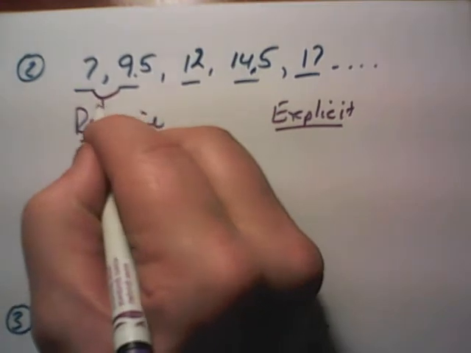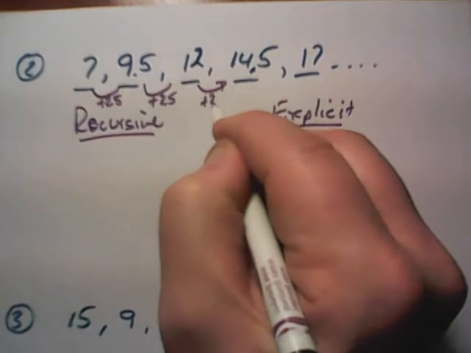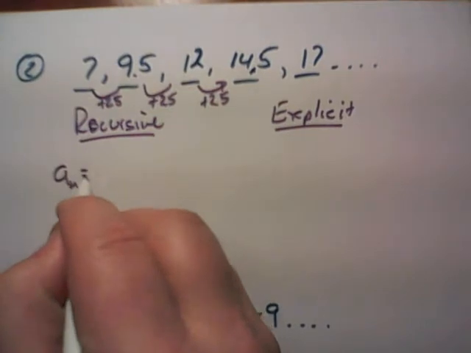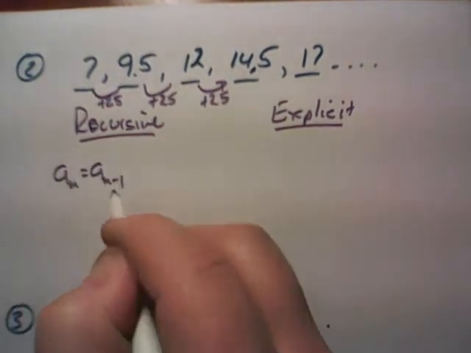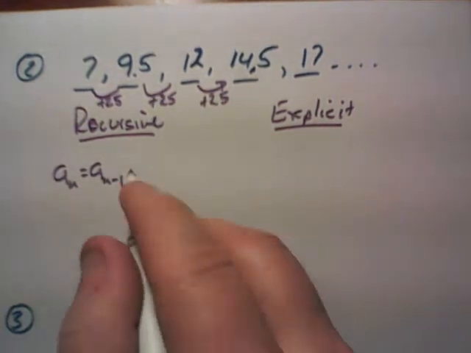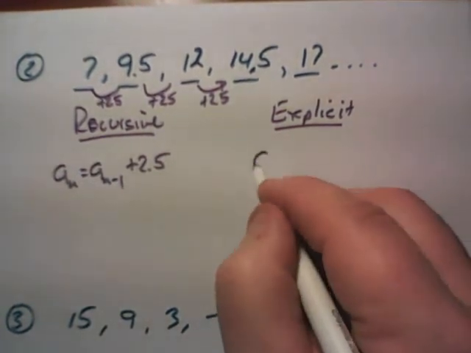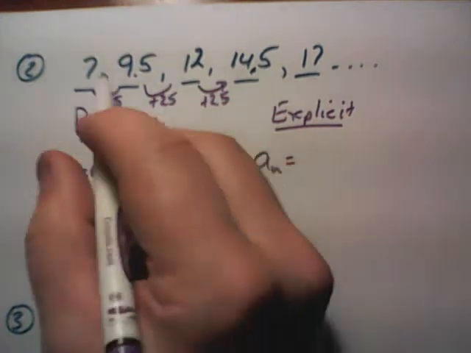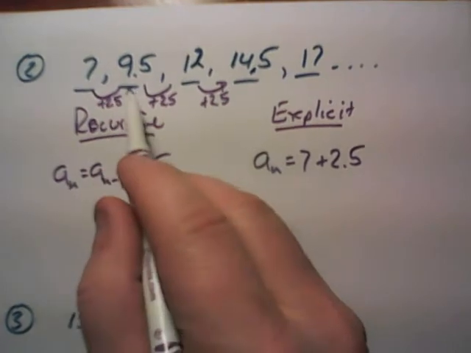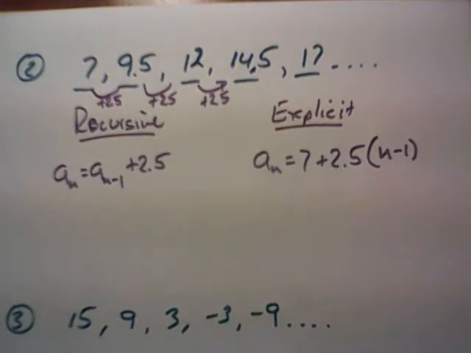In this particular example, I'm adding 2.5 each time. Okay, so that is our common difference. So the recursive formula is going to look something like this. Remember, a sub n is always going to be the previous term. So we start with the previous term before a sub n, and we're just going to add 2.5. The explicit formula, to find a sub n, we always start with the first term, which is 7, and we add the common difference, which in this case is 2.5, n minus 1 number of times.